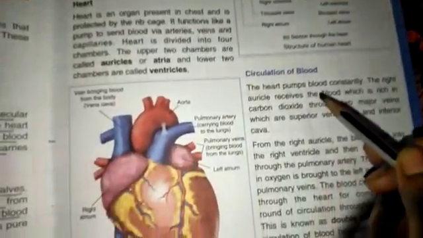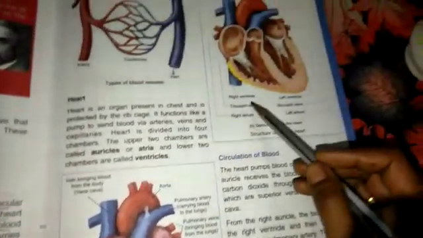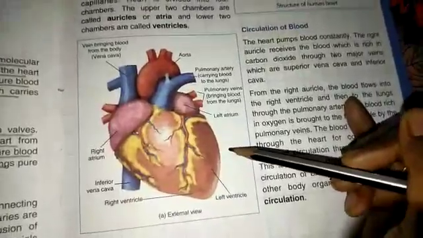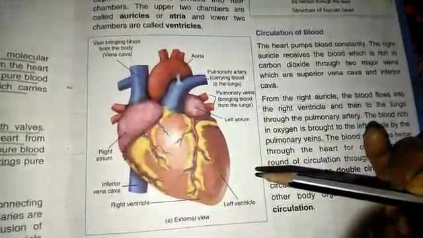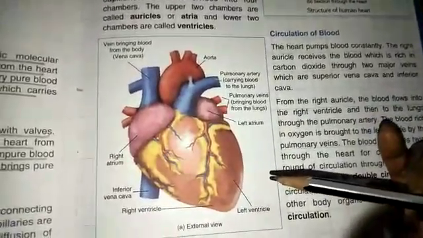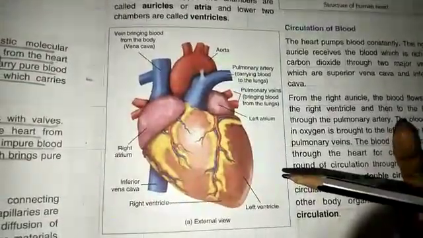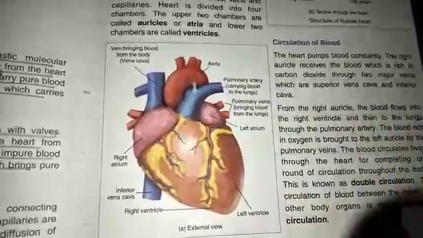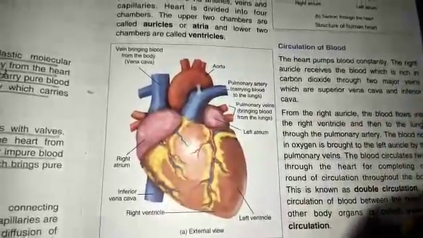And one more thing: you will draw the diagram of the heart, either section 1 or the external view, any one, in your copy, beautifully and in beautiful colors, and the labeling should be done properly with the help of a scale. Clear?